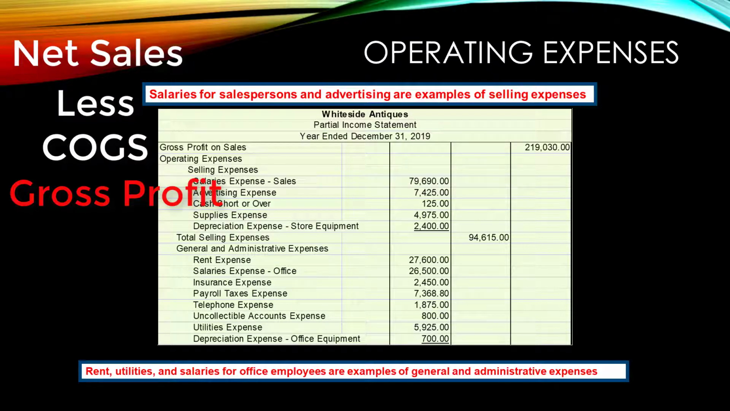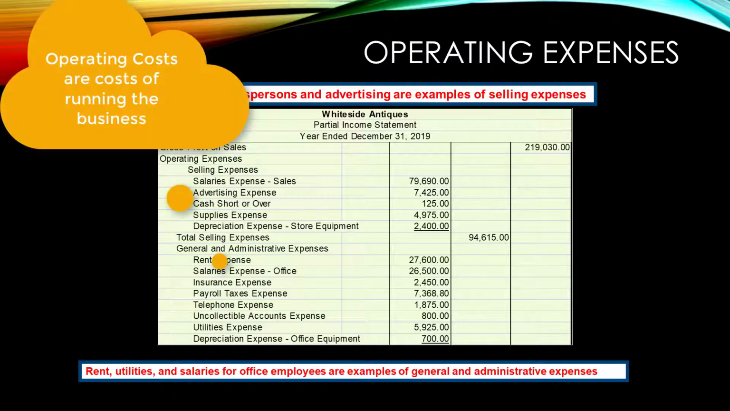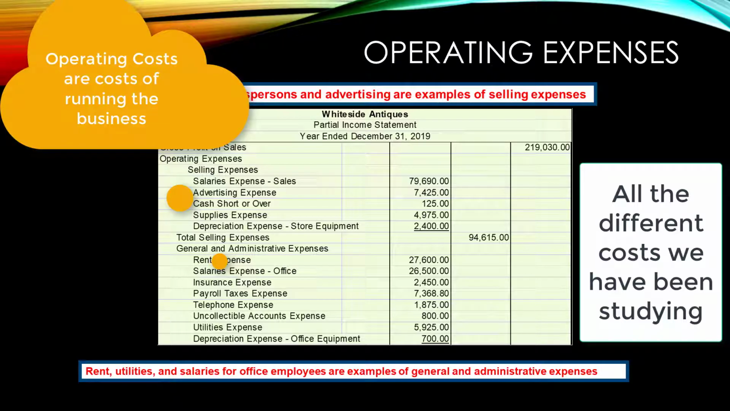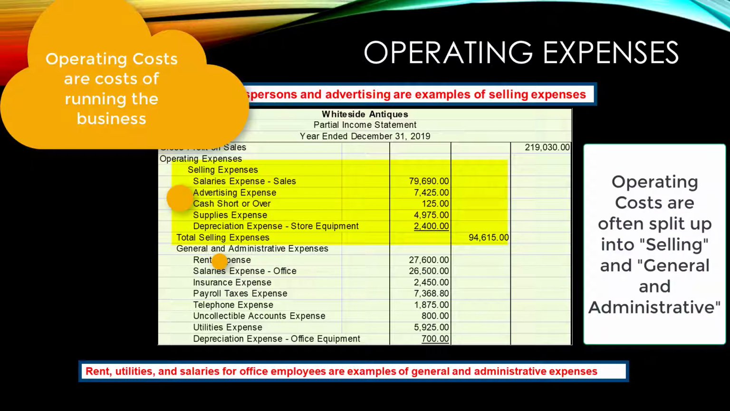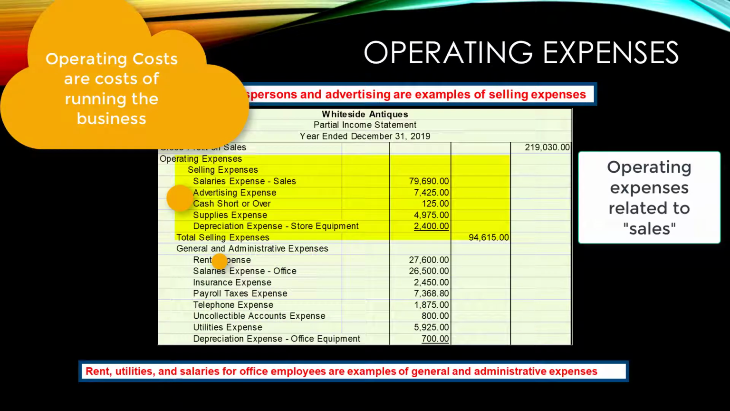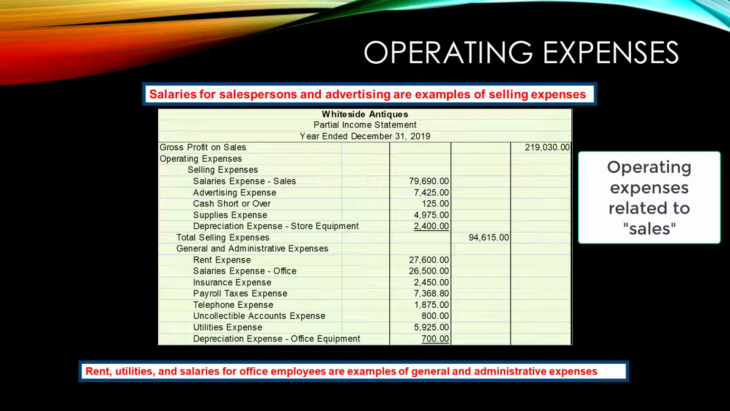What comes next are all the costs of running the business. These are often referred to as operating expenses. These are all the different types of expenses that we've been covering over the course of the semester. On the screen, you will notice the operating expenses are separated between the selling expenses and the general administrative expenses. The selling expenses are those expenses that are directly traceable to the sales department. Things like advertising and salesperson salaries.